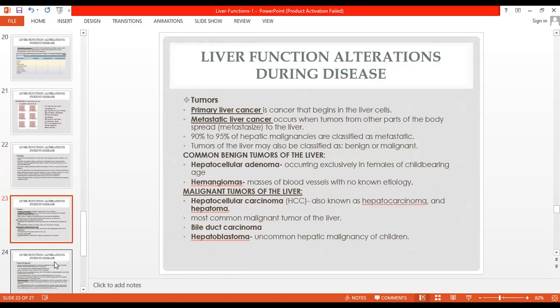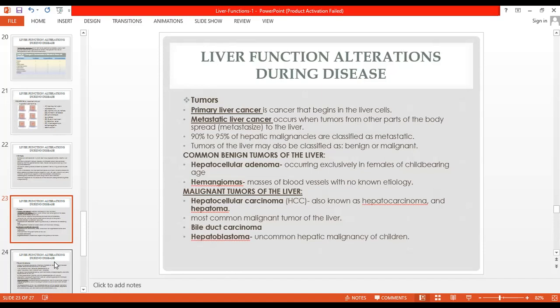Next disease is the tumors. Cancers of the liver are classified as primary or metastatic. A primary liver cancer is cancer that begins in the liver cells, while metastatic cancer occurs when tumors from other parts of the body spread, or metastasize, to the liver. Metastatic liver cancer is much more common than primary liver cancer. 90 to 95% of all hepatic malignancies are classified as metastatic. Cancers that commonly spread to the liver include colon, lung, and breast cancer.